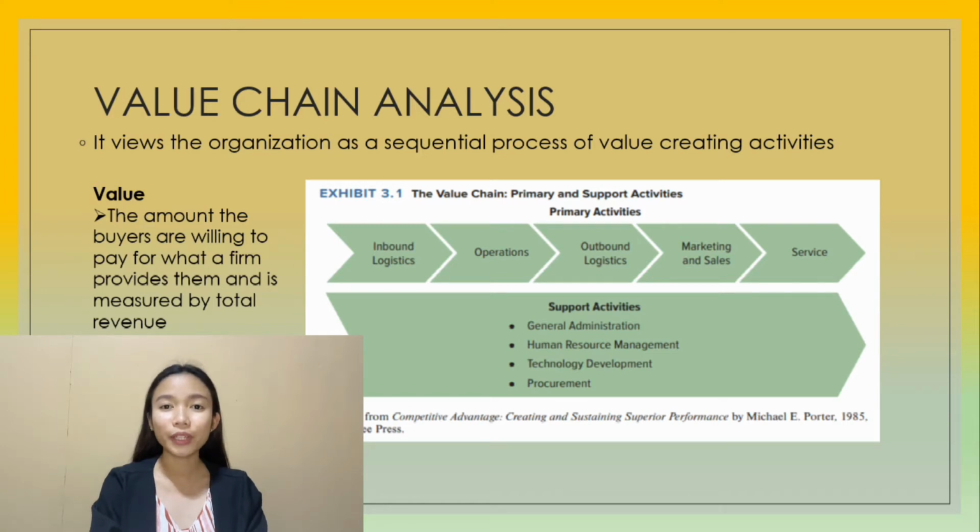Value chain analysis views the organization as a sequential process of value-creating activities. When we say value, it is the amount the buyers are willing to pay for what a firm provides them, and is measured by total revenue. A firm is profitable when the value exceeds the total cost involved in creating its product or services. So creating value for buyers that exceeds the cost of production is a concept used in analyzing a firm's competitive position. Porter described two different types of activities, the primary and support activities.